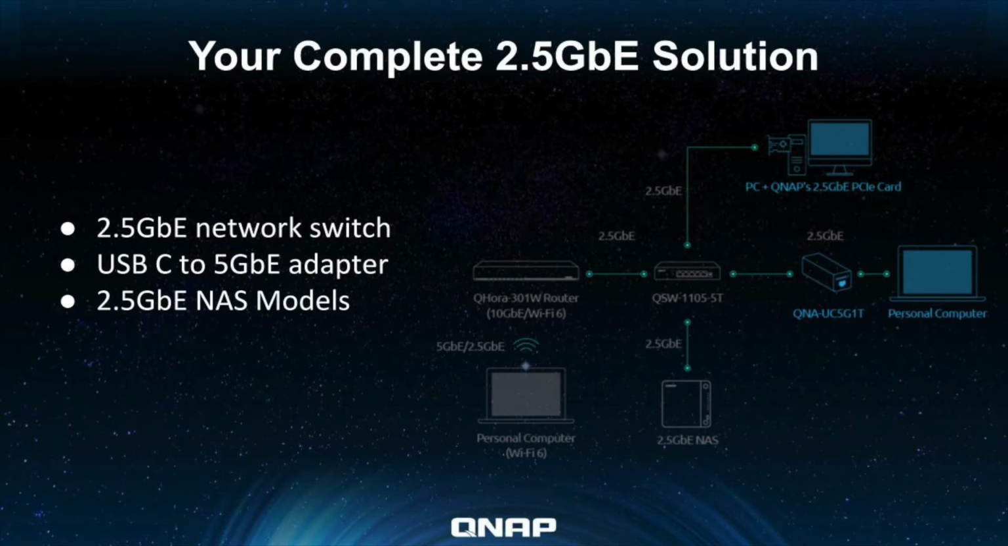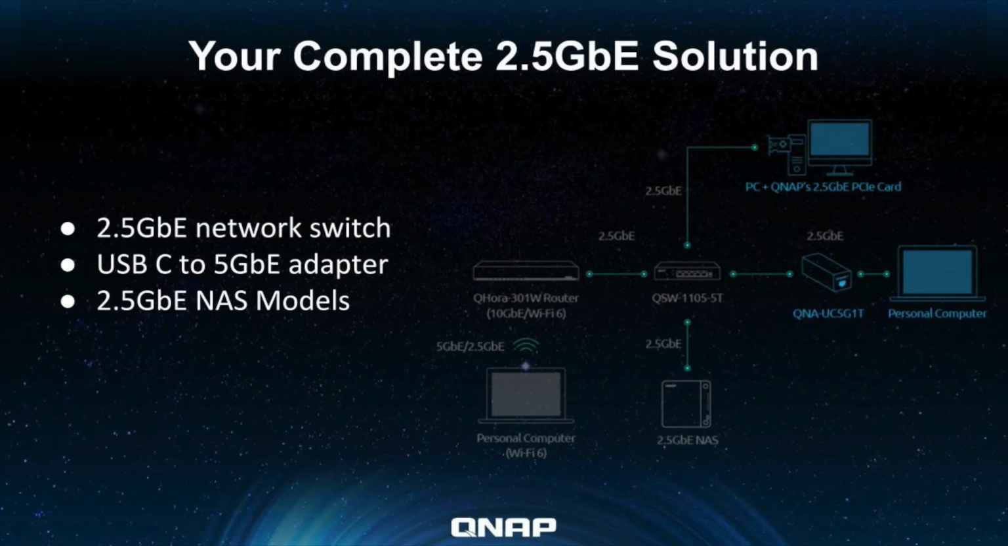So here you can see what a 2.5 gig environment might look like. Of course, in the middle, we have the backbone, our 2.5 gigabit switch. And to that, on the top, you can see a PC connecting with a 2.5 gigabit PCIe card, which you would plug in to the computer if you have a PCIe slot on it. So you can install that, expand your network speed to your computers that way.